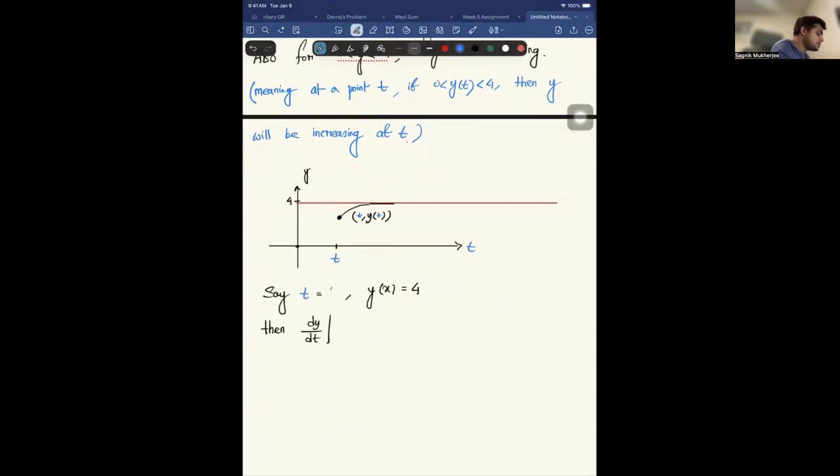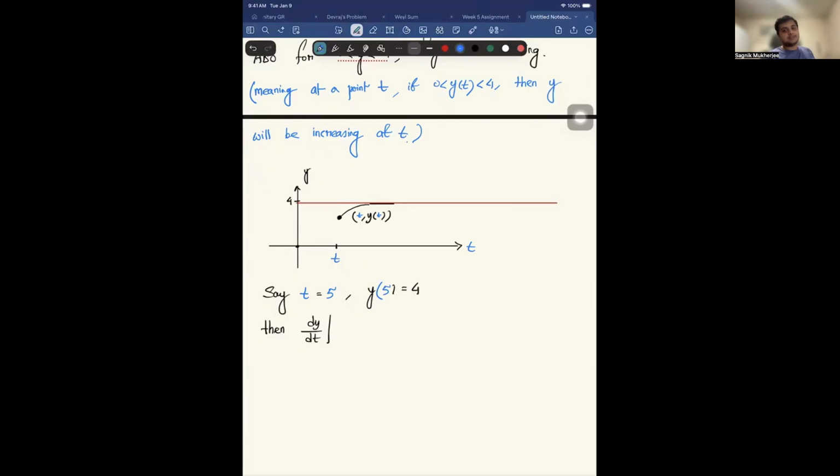So say at t equals 5, y of 5 is 4. Say, because it is increasing, right? We started from a certain t where y of t is between 0 and 4. We just said that the function will then be increasing at that t. So it is going to increase, and it will keep increasing as long as the value is less than 4. But at some point, it may touch 4, right? I mean, it is increasing. So what happens when it touches 4?